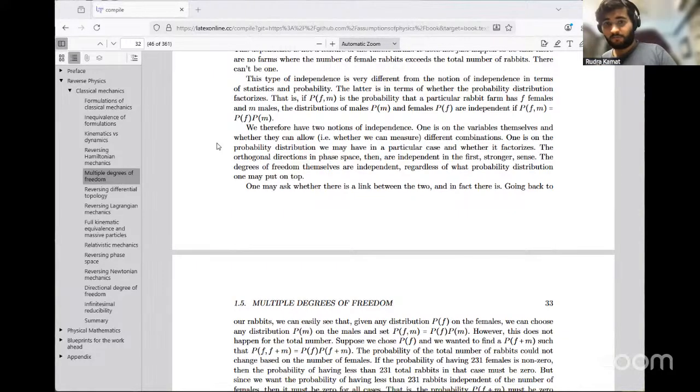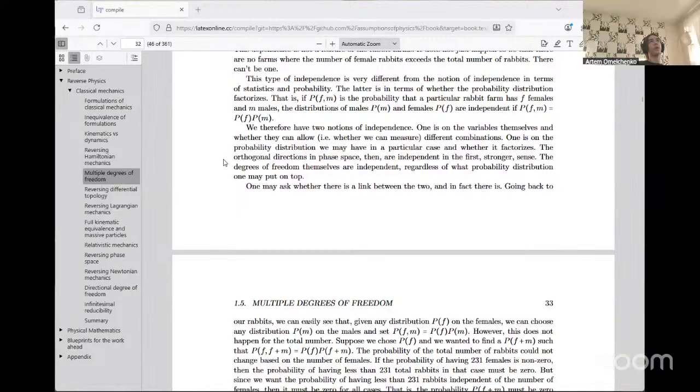We therefore have two notions of independence. One is on the variables themselves and whether they can allow, i.e., whether we can measure different combinations. One is on the probability distribution we may have in a particular case and whether it factorizes. The orthogonal directions in phase space then are independent in the first, stronger sense. The degrees of freedom themselves are independent regardless of what probability distribution one may put on top.